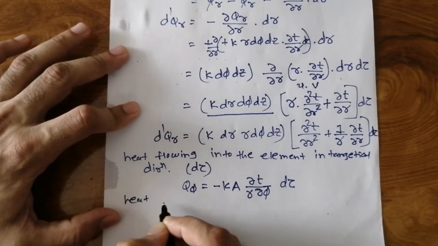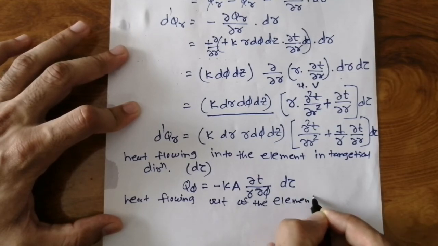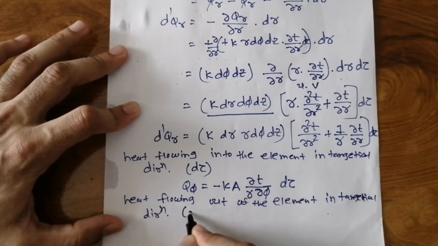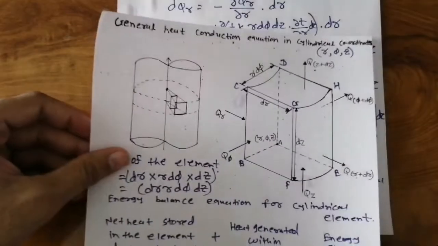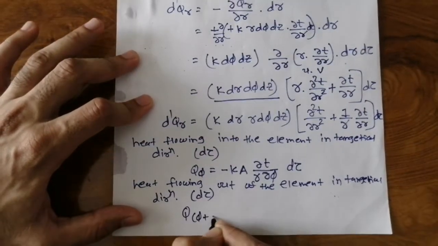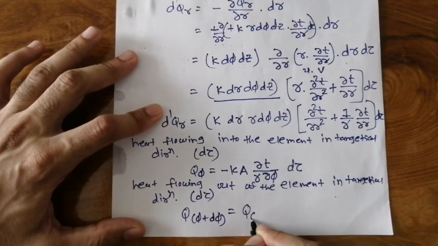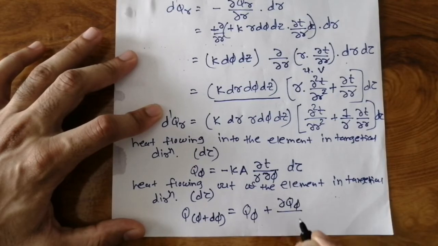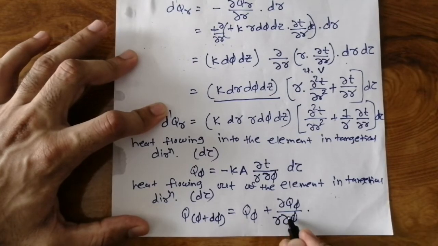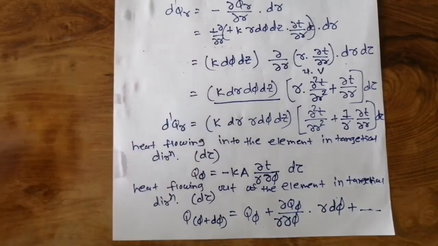Similarly, now the heat flowing out of the element in the tangential direction, for the same time interval dτ. In a similar way, out will be Qφ+dφ. So Qφ+dφ is equal to, according to Taylor expansion, Qφ plus ∂Qφ divided by ∂φ into, now the thickness is r dφ, so r dφ, plus higher-order terms, which we are going to neglect.